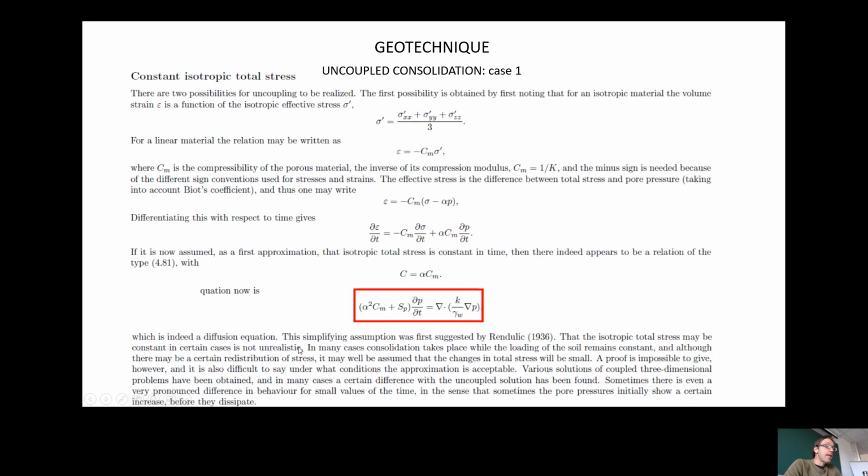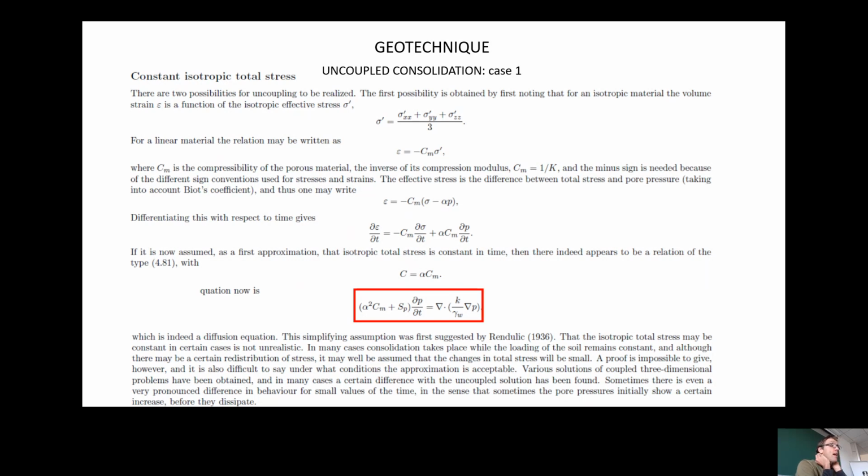This assumption is again simplifying and was first suggested by Rendulic in 1936. And the isotropic total stress at this point may be constant in certain cases, but it is not unrealistic. So in many cases, consolidation may take place while the loading of the soil remains constant. So when we have a constant load, the consolidation can take place.